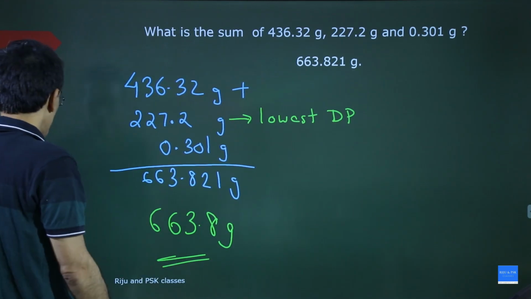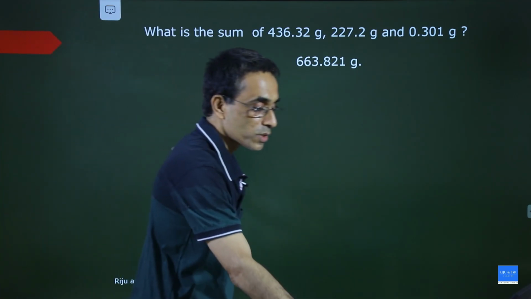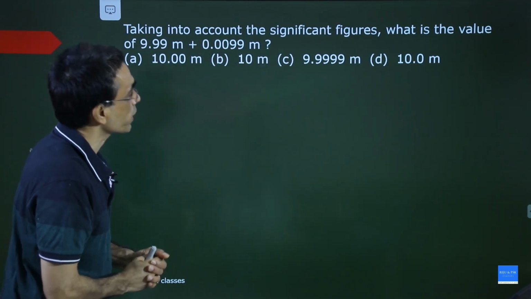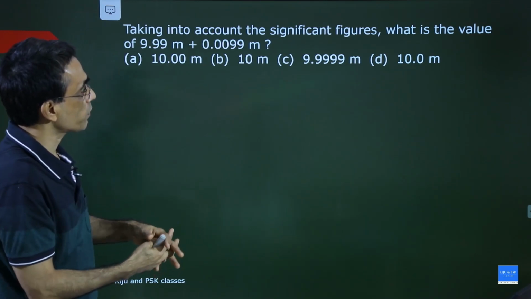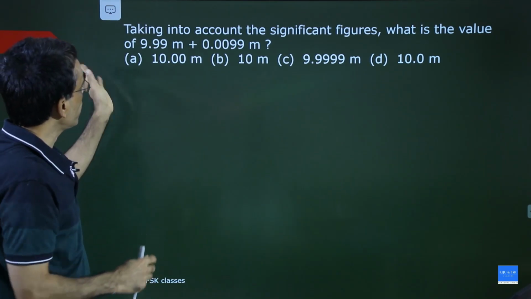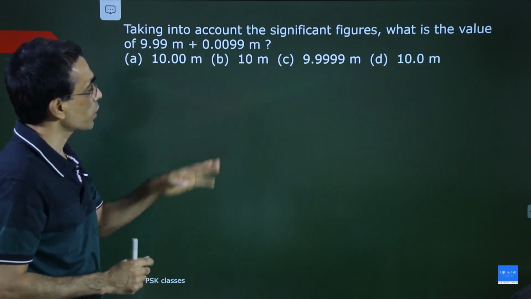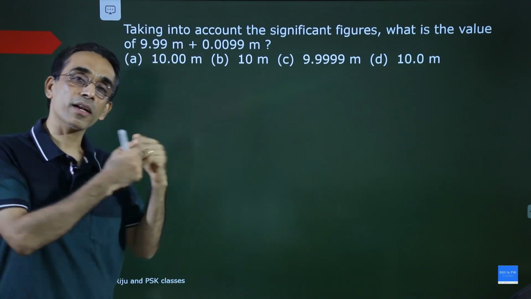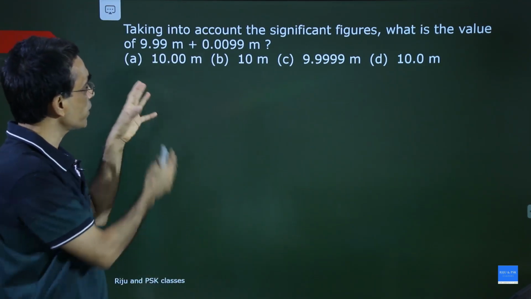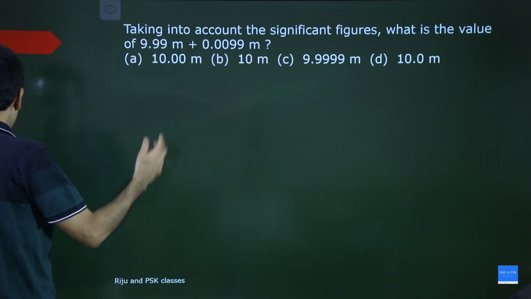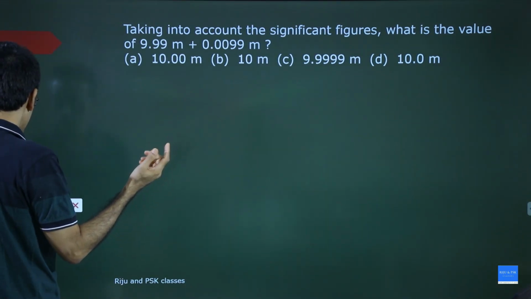Okay, now without stopping, let's go to the next one. Taking into account the significant figures, what is the value of 9.99 meter plus 0.0099 meter? You can take your calculator and work out this, and that answer will be different from the correct answer. Okay, this is actually a previous year entrance examination question.